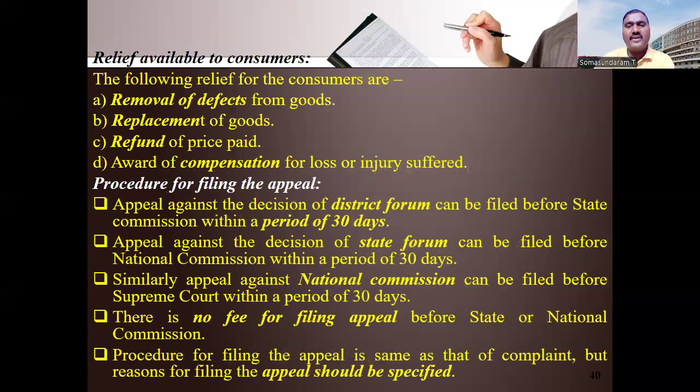And also, these are the reliefs they will get. They will get removal of defects, or a new one, or replacement of the goods, or a refund, or compensation. These are the four categories of remedies consumers can get based on the complaints they are raising to the consumer forum.